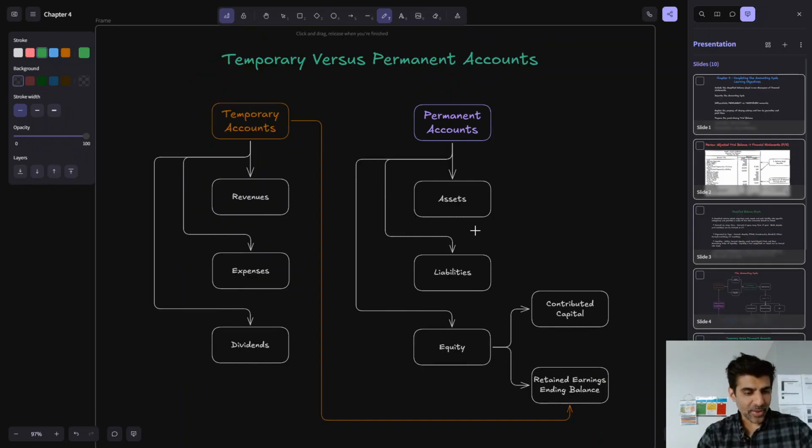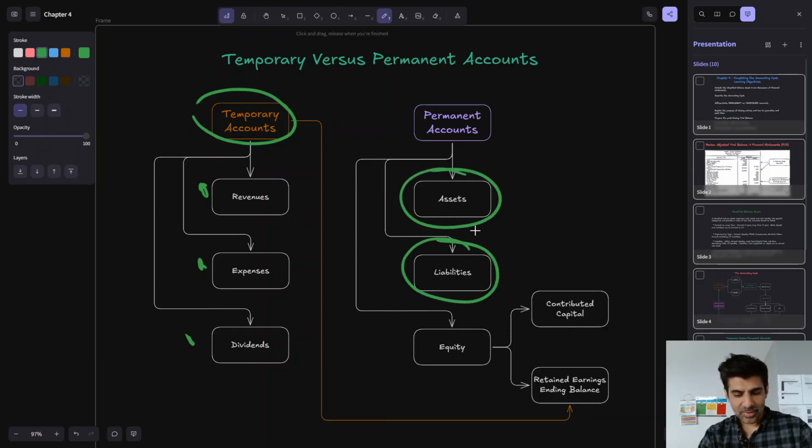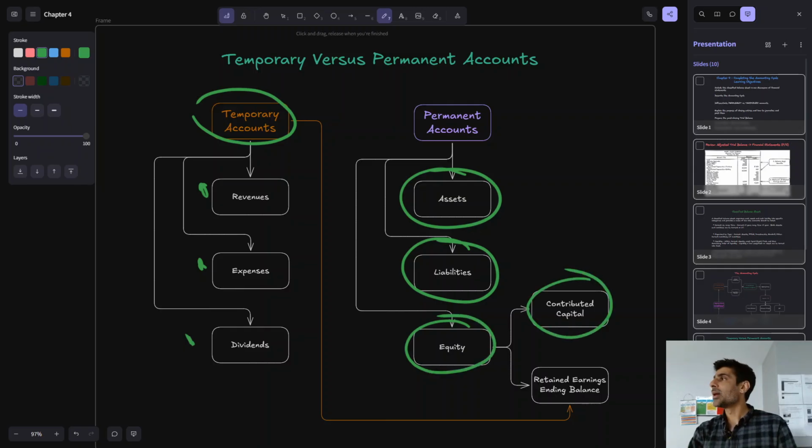That's really the difference between a temporary account and a permanent account. Again, we have revenues, expenses, dividends as temporary, and then our permanent accounts, which are our assets, liabilities, and within equity, contributed capital. When I contribute money to my business 10 years ago, that balance is going to keep rolling forward. The retained earnings is going to get updated.